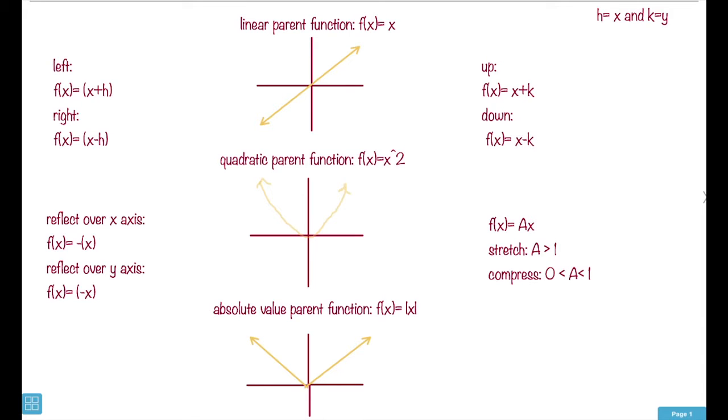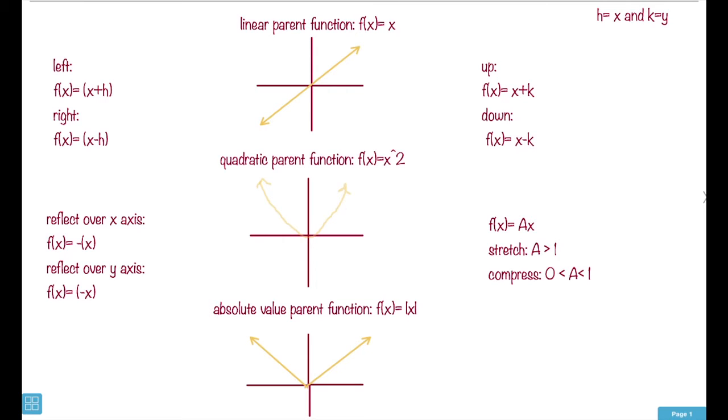The next step is to get familiar with the different types of transformations. If you see x plus another number in parentheses, then the point on the graph will slide that many places to the left. If you see x minus another number in parentheses, then the point will slide that many places to the right. In contrast, if you see x plus a number outside of parentheses, then the point will slide up that many places.